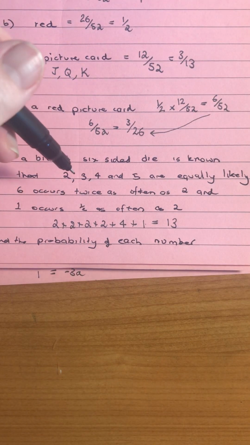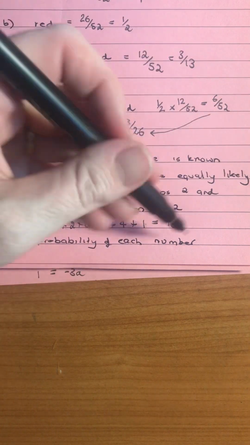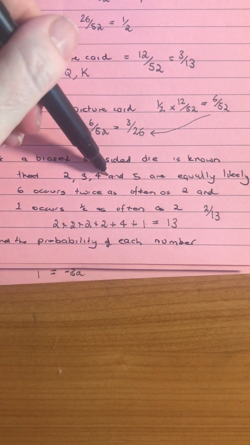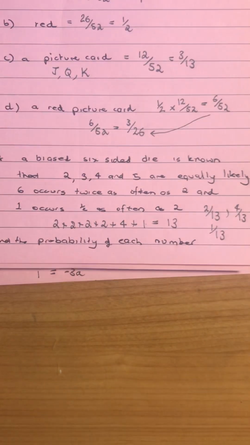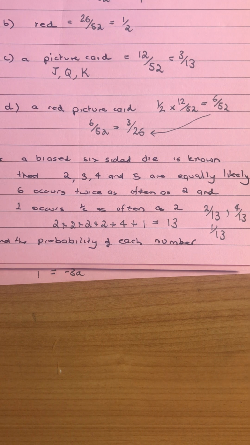So then our probabilities would be 2 out of 13 for the 2, 3, 4, 5. And then we would have the 4 out of 13 for the 6. And then we would have the 1 over 13 for the 1, because that's half as often.